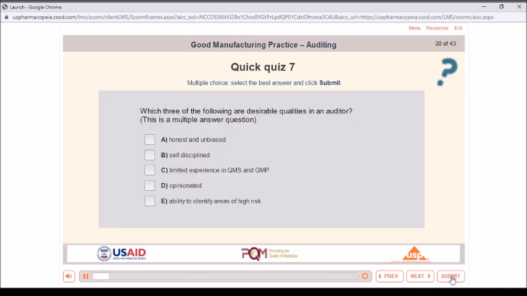Quick Quiz 7. Multiple choice. Select the best answer and click Submit. Which three of the following are desirable qualities in an auditor? This is a multiple answer question. A. Honest and unbiased. B. Self-disciplined. C. Limited experience in QMS and GMP. D. Opinionated. E. Ability to identify areas of high risk.